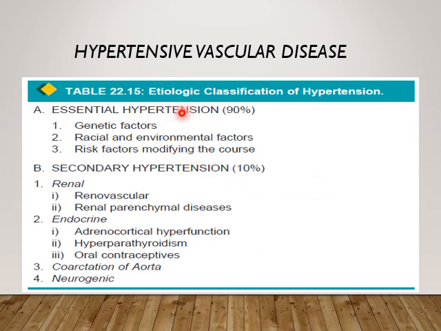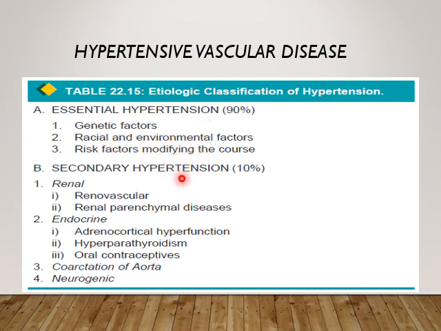How has hypertension been etiologically classified? It is classified into two types. One is essential or primary hypertension, seen in 90% of individuals. The underlying factors under essential hypertension would be genetic factors, for example hypertension occurring among twins. Racial factors, as Africans are mostly affected more than whites, and other environmental factors.